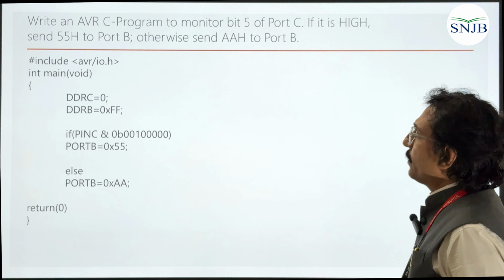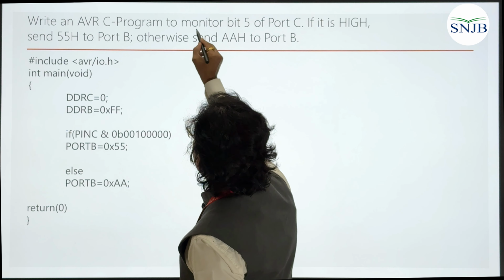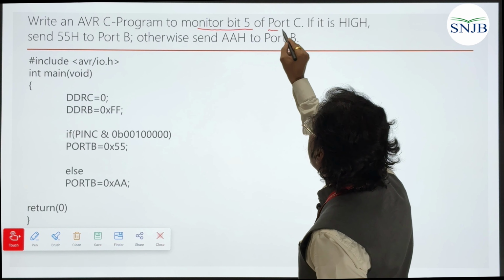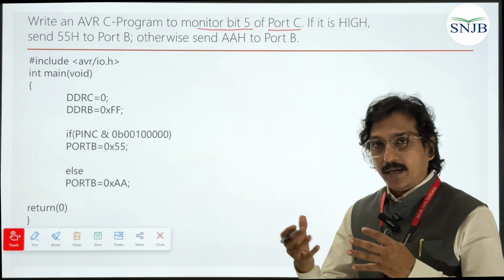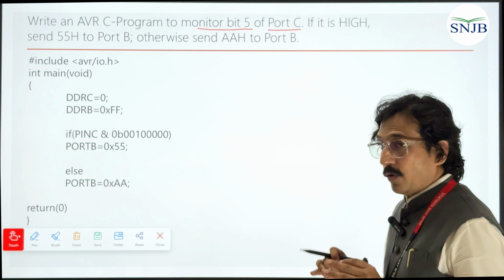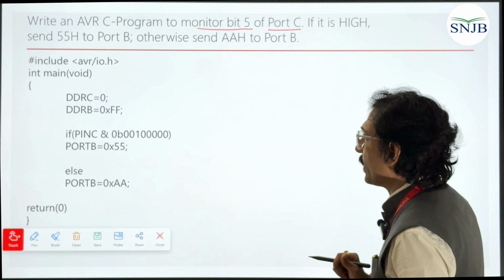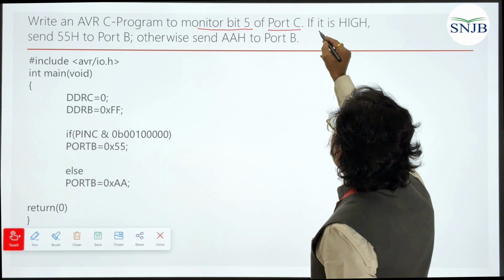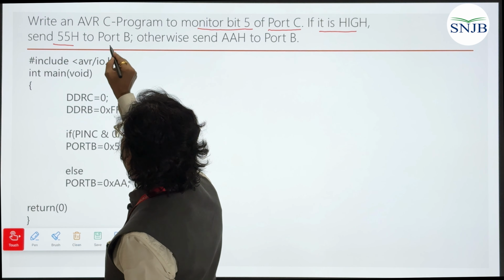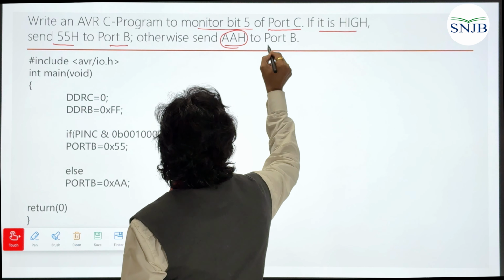Now in this program, it has been mentioned: write an AVR C program to monitor bit number 5 of port C. Here we have to monitor the status of bit number 5 of port C, meaning we have to read that port. And if it is high, then send 55 to port B. Otherwise, send AA to port B.